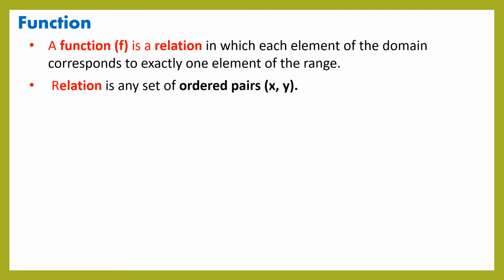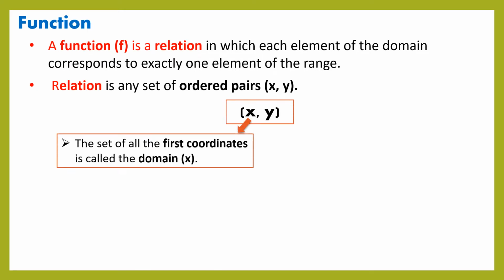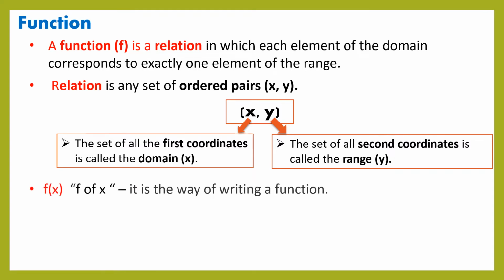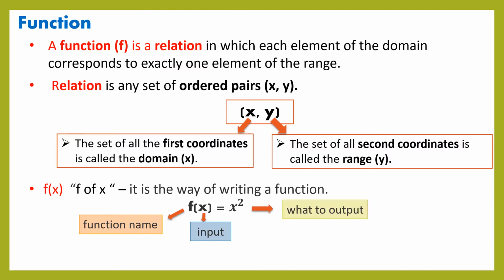So ano nga ba yung tinatawag nating relation? Relation is any set of ordered pairs x, y. X is the set of all first coordinates called domain. Y, the set of all second coordinates, is called the range. F of x is the way of writing a function. For example, f of x is equal to x squared. F is a function name, x is input, x squared is the output.